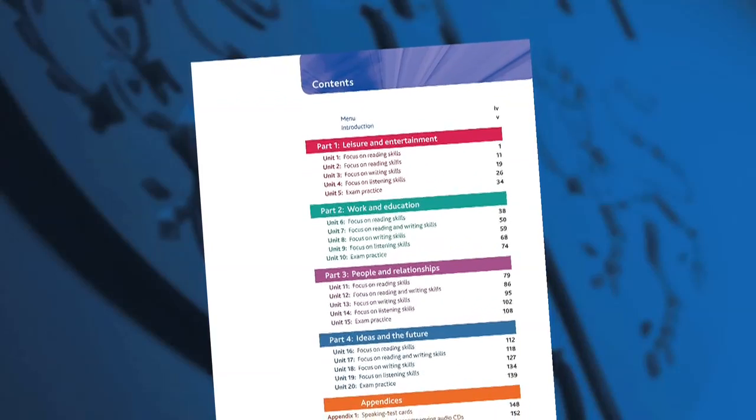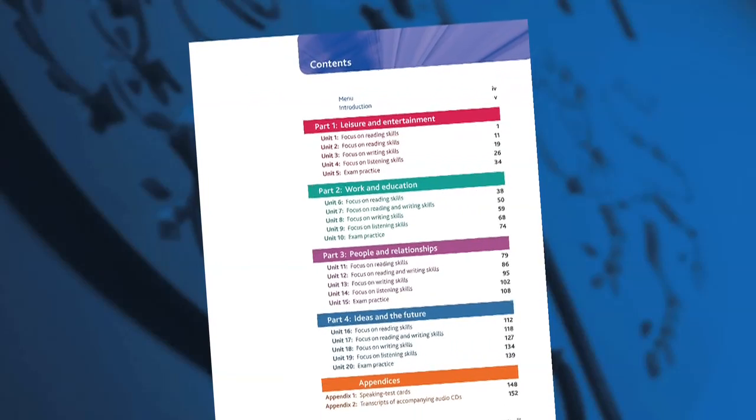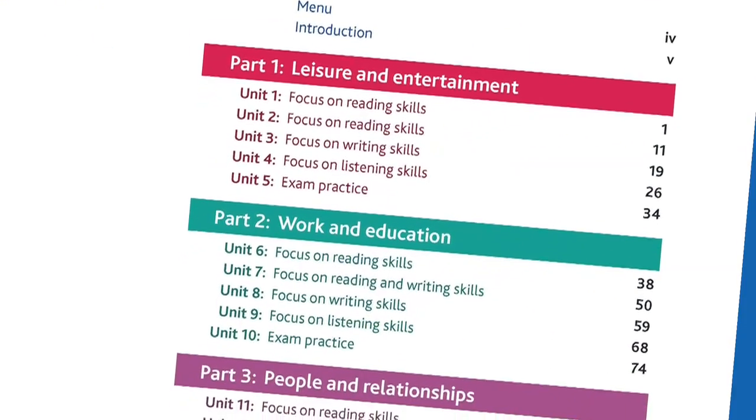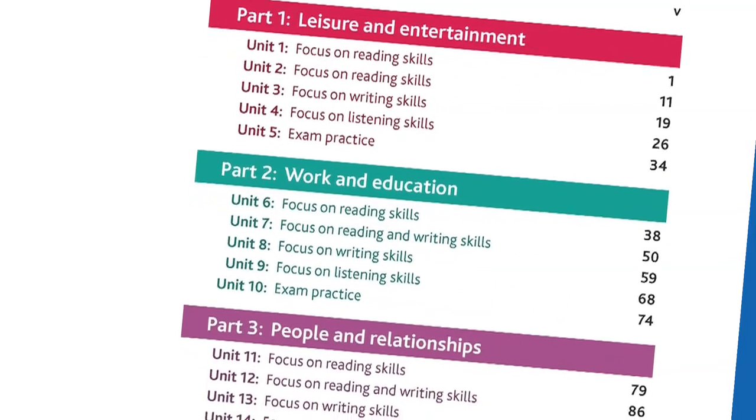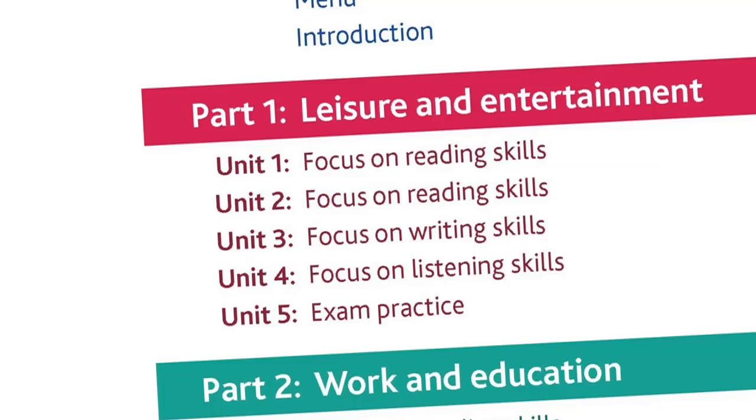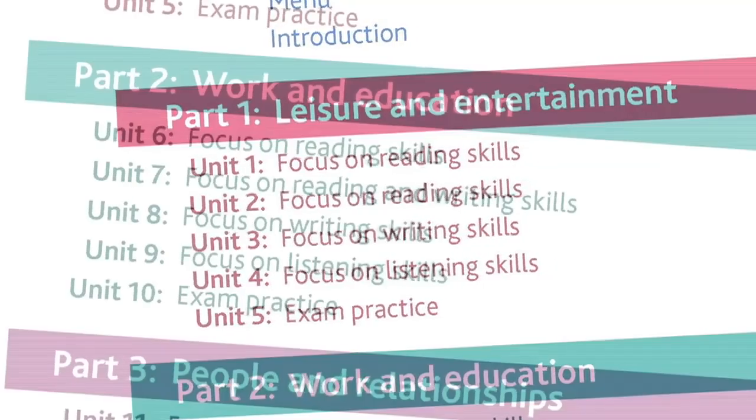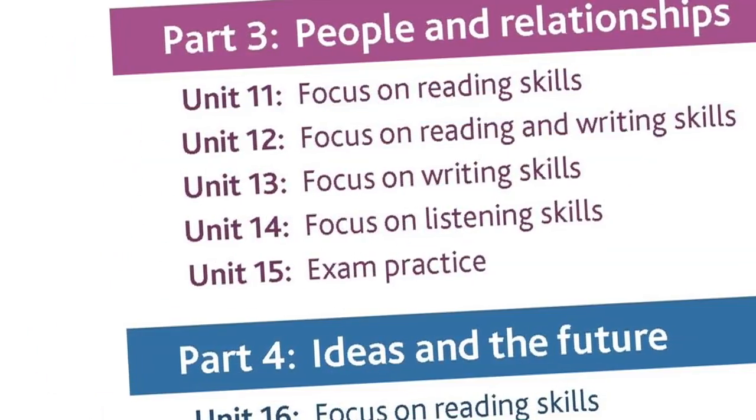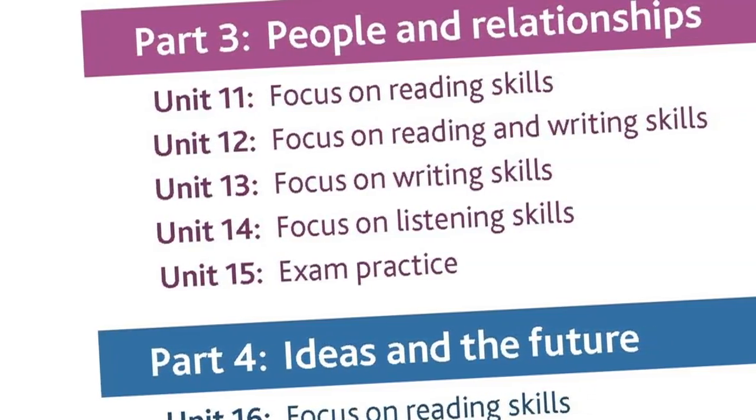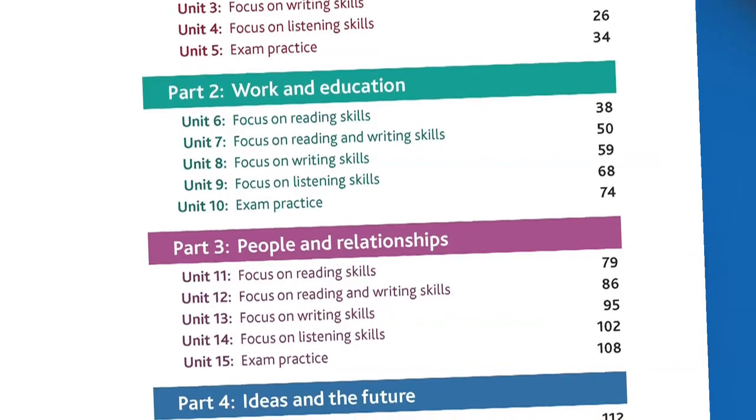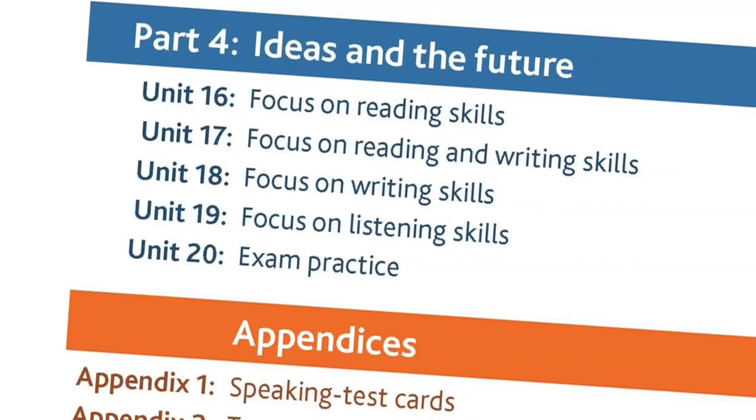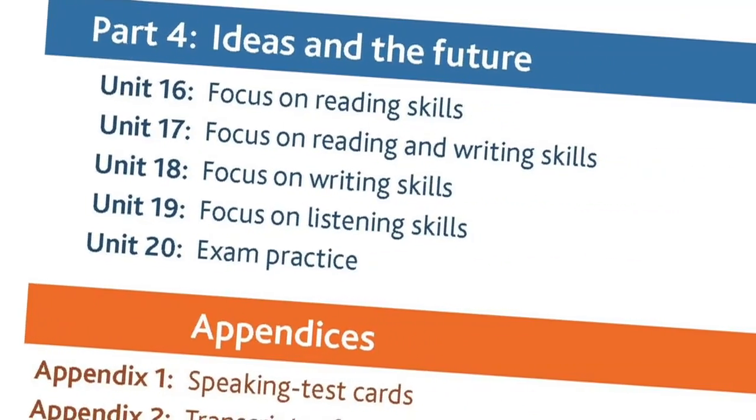Coursebook 2 comprises 4 sections and each section is made up of 5 units. Each individual unit focuses on a specific part of the IGCSE examination. So for example, Unit 1 focuses on reading skills, while Unit 8 focuses on writing skills, and Unit 14 helps students to develop their listening skills. The 5th unit in each section focuses on examination practice, and the final unit in the book comprises a complete examination. Let's have a look at how a unit works.